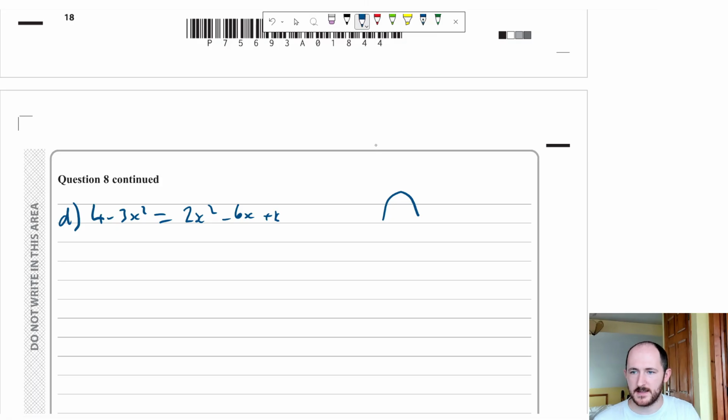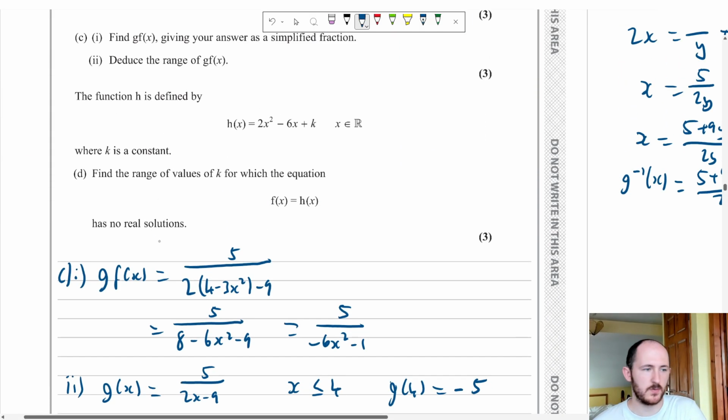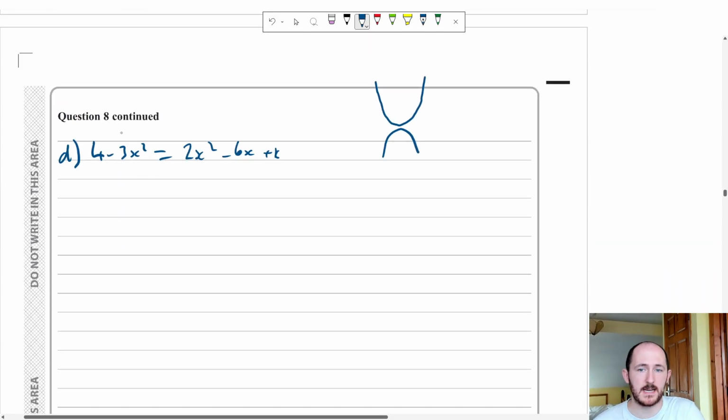What I mean is, as we increase k, it's going to move up and up and up. At some point, they're no longer going to intersect with each other because the graph has been shifted up too much. A good way to do this, when it says no real solutions or two real solutions or whatever, is to use the discriminant because it's a quadratic.